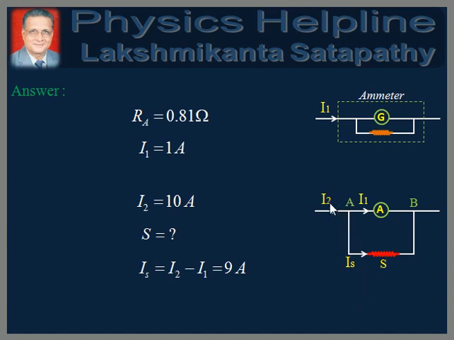Now at A we can see that I2 is the total current. At A it is divided into two parts, I1 through the given emitter and IS through the shunt S. Therefore, we can write that I2 is equal to I1 plus IS, which gives IS is equal to I2 minus I1. Now I2 is equal to 10 amperes and I1 is equal to 1 ampere. Therefore I2 minus I1 is equal to 9 amperes. Therefore we have IS is equal to 9 amperes.